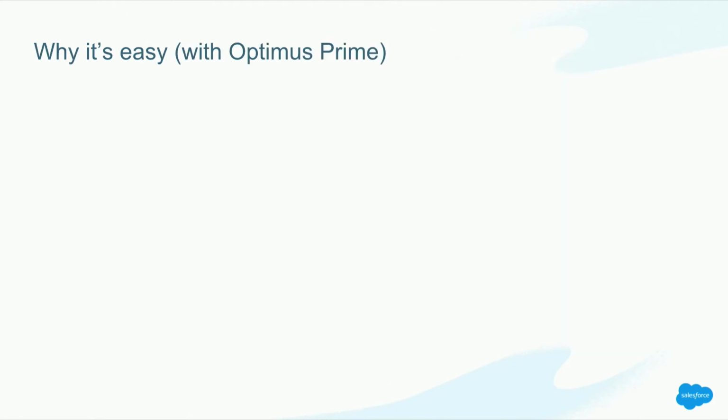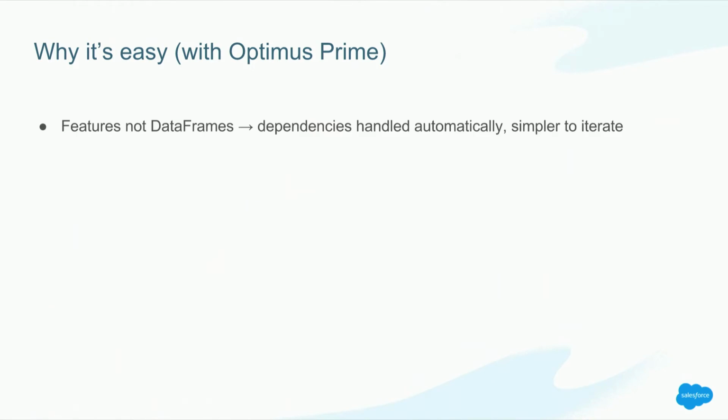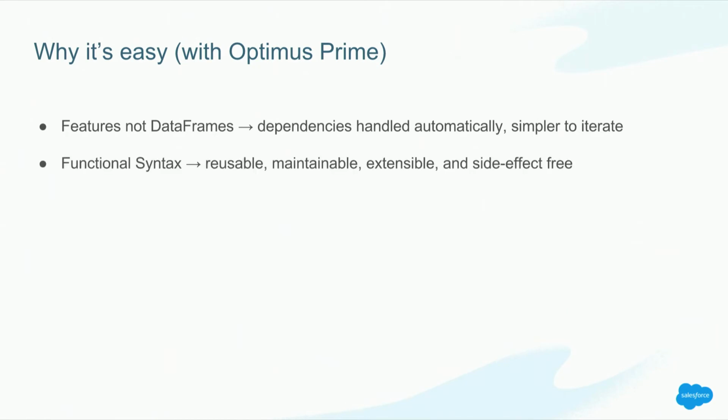So what are the things we have done to make this easier in Optimus Prime? We treat features as a first-class citizen. So the developer is working directly with the features, not the data frames. The dependencies, the inputs and outputs are handled automatically, and it's going to be much simpler to iterate. We use a functional syntax now, so that makes it reusable, maintainable. All the benefits you get of using a functional syntax, you get here.